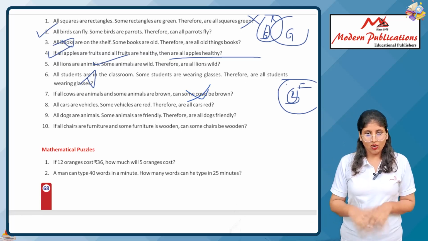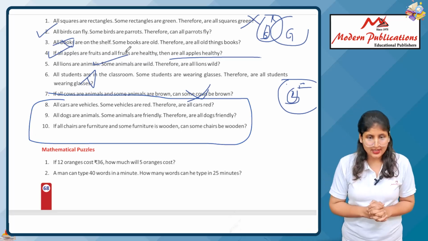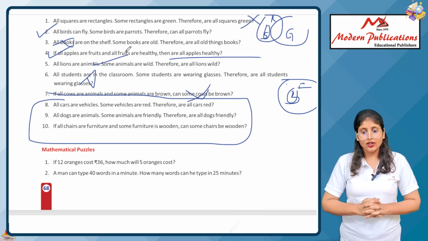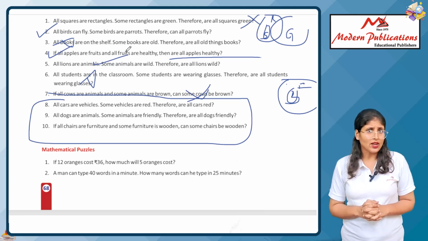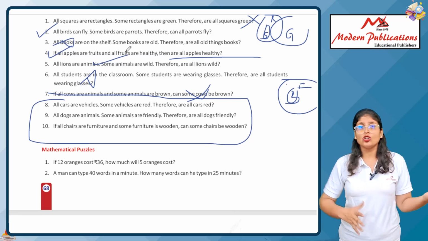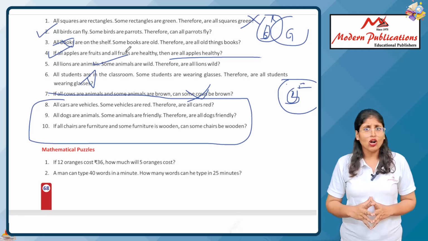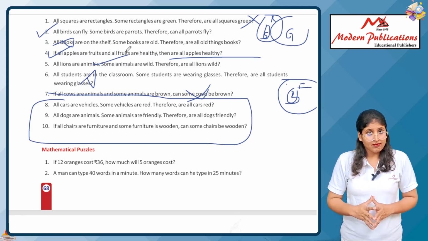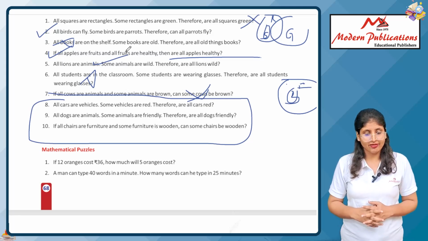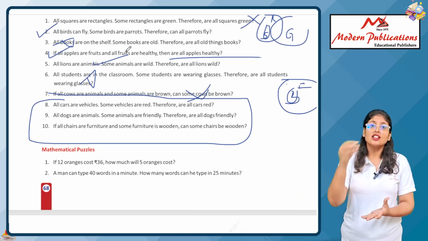Next, okay, and the last ones are homework for you. It is mentioned that all cars are vehicles. Some vehicles are red. Therefore, all cars are red. Can we say? Let's see. All dogs are animals. Some animals are friendly. Therefore, all dogs are friendly too. Maybe yes, maybe no. Let's try it yourself. The more you try, the better you get.